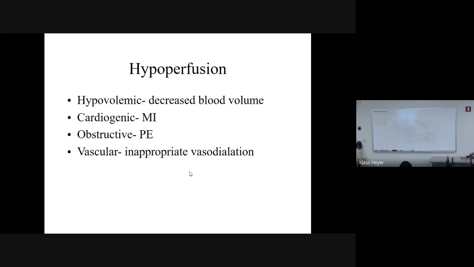Something's obstructing blood vessels, like a pulmonary embolism is an example. Heart attack is an example of cardiogenic. PE is an example of obstructive. Obstructive is something's blocking the blood vessel, like some kind of embolus.